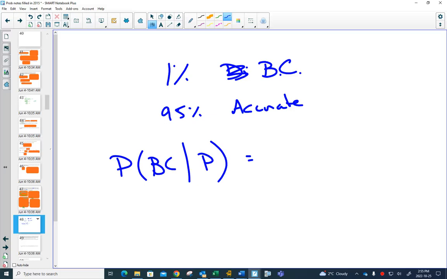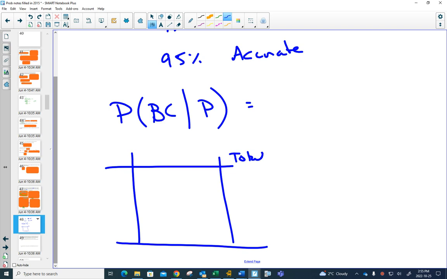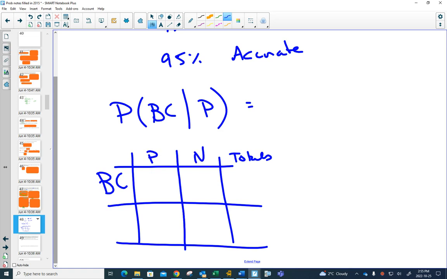Well, we could do the formula, but I like to look at it with the numbers. So let's say 100 people go for the test. I'll make a chart. Totals over here. We've got bad chromosome. Bad. There we go. Bad chromosome. We got positive and negative test. We got good chromosome. We got totals down here.